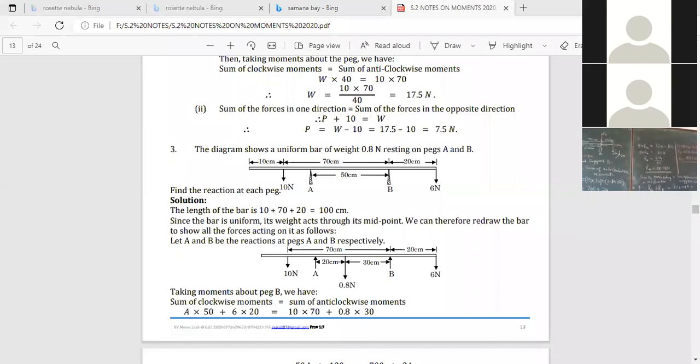Okay. So that is a question that requires reactions. I don't know whether anybody has questions. Yes, please. Teacher, how have we known that to find R we have to use sum of upward forces equal to sum of downward forces, and to find R we have to use anti-clockwise moments equal to clockwise moments? How do we know that?